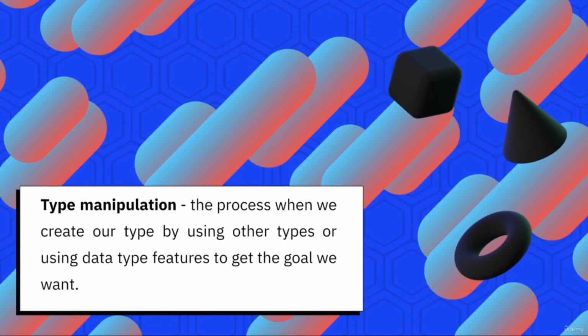So what is type manipulation? Type manipulation is the process when we want to create another custom type by using another type that we already have. So let's do one small example with this. Let's open Visual Studio Code.